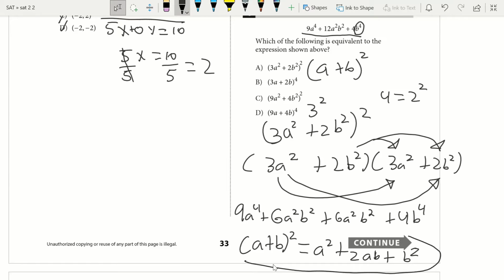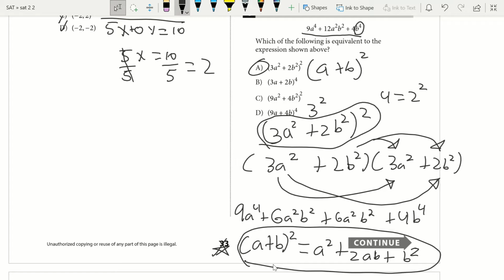So I'm going to go ahead and circle that and actually star it so you guys know that's an important equation to know. So our answer will be (3a² + 2b²)², which is A.